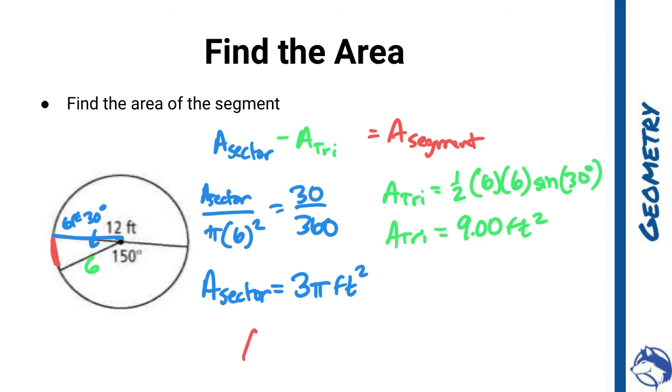So area of my segment is equal to 3 pi minus 9. Well, if I do 3 pi minus 9, I'm left with 0.425, and this would be feet squared.